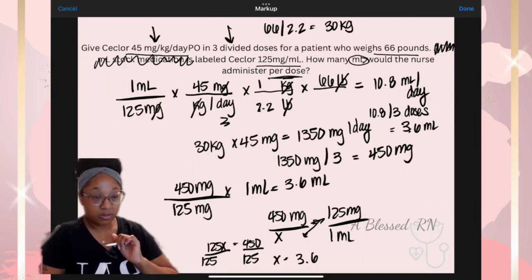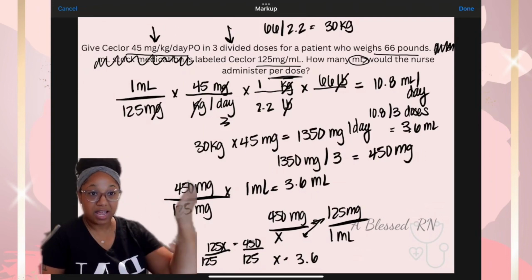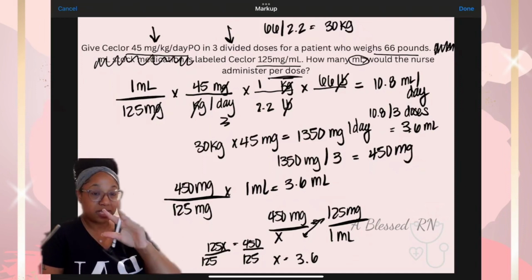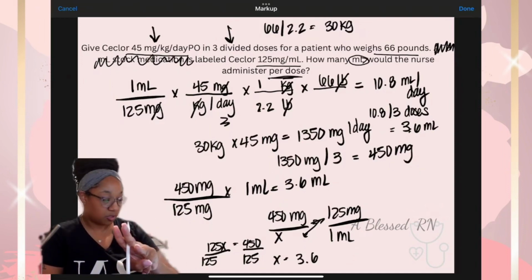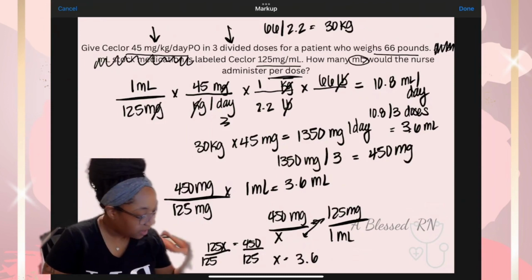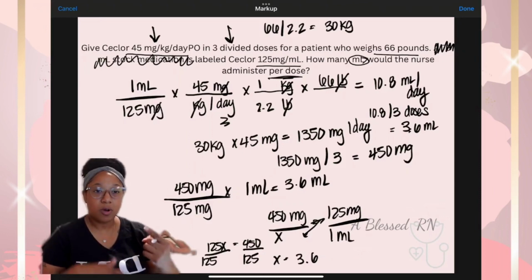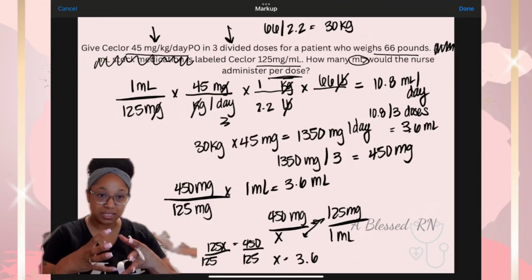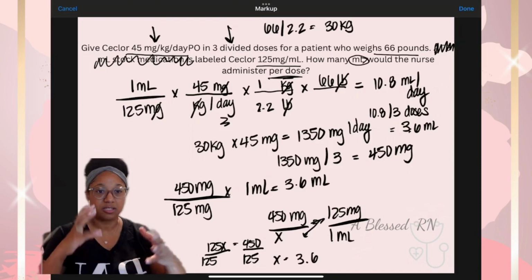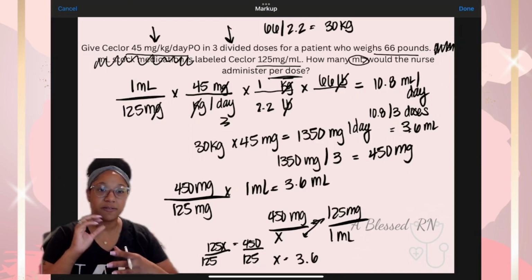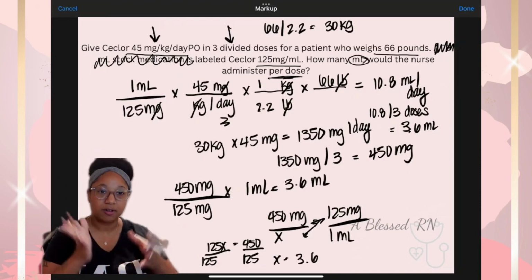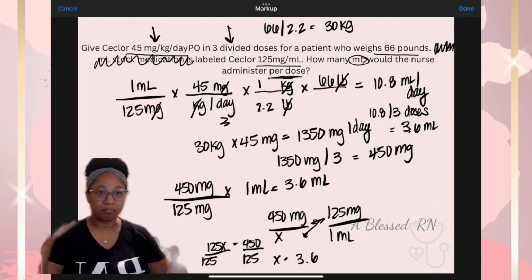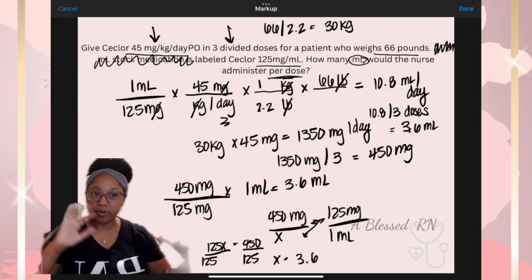So we know that it was for a whole day and that we had to do 3 divided doses. So we had to divide that whole day by 3 times because we need to give a dose 3 times. So we only want 1 dose. And we're not giving the whole 75 milliliter bottle. We need to know how much of that medicine is going to give us the amount of milligrams that we found per weight of kilogram, okay? It sounds like a lot, but we're breaking it down.